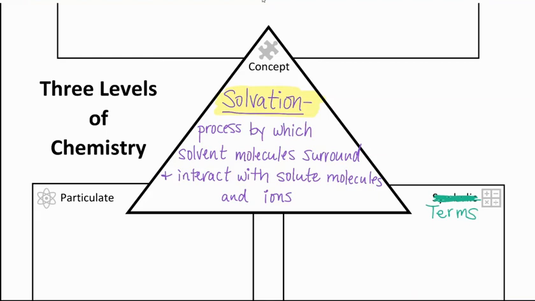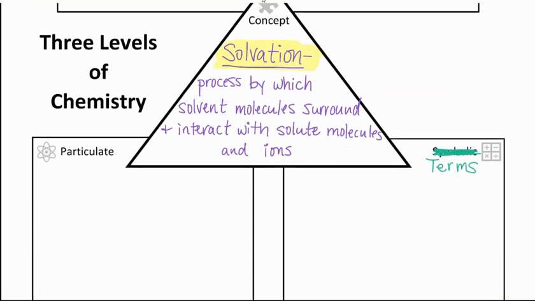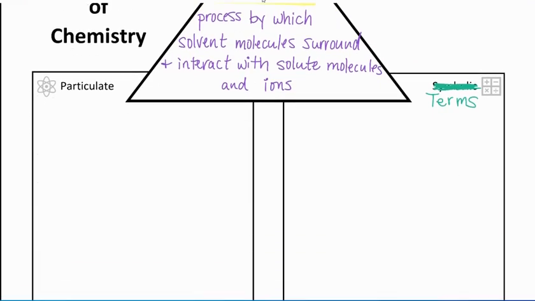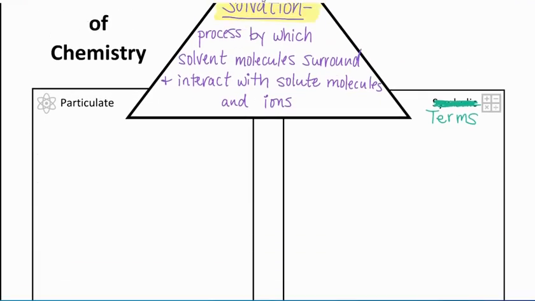So this is solvation with an O, not salvation. And the definition for this concept is the process by which solvent molecules surround and interact with solute molecules and ions. On this 3 levels diagram, we are actually going to start in the symbolic space, but we are going to change this to terms.